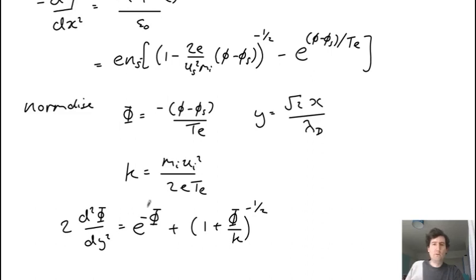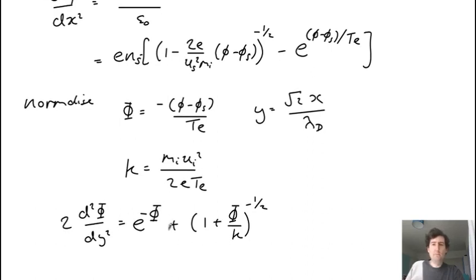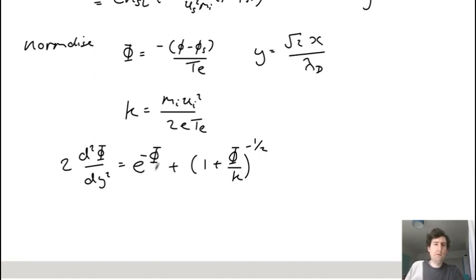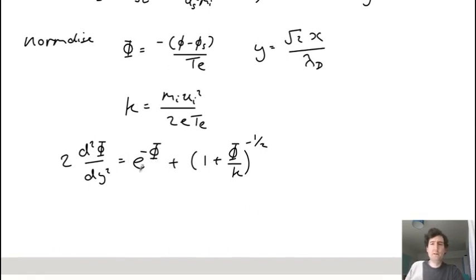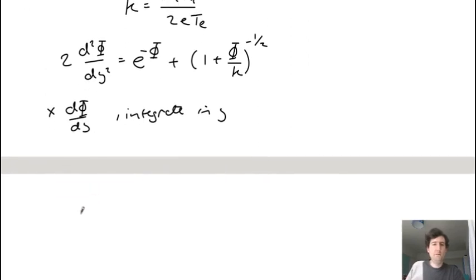So this gives a normalized equation for the potential phi, which is a non-linear equation, so it doesn't have an analytic solution. We can integrate it and then show that this does give the Bohm criterion. So you multiply through by d phi by dy, and you integrate. So integrate in y, and it gives this equation here.